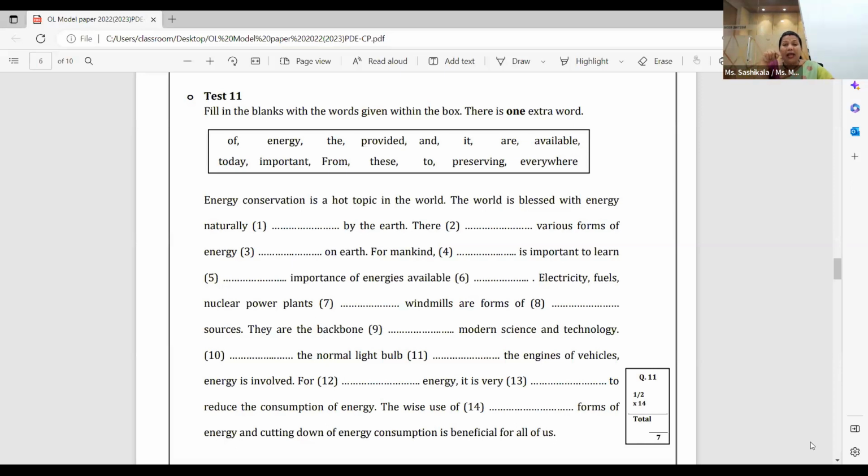There are various forms. There should be a verb here, a helping verb. There are various forms of energy. There are various forms of energy on earth. What is the word? Available on earth. Available on earth. For mankind is important. Blank important. What do you mean by for mankind?